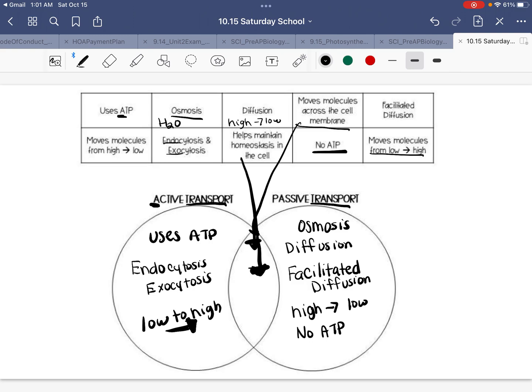So again, active and passive, comparing them will be on there. Make sure to study the notes, and we'll continue.